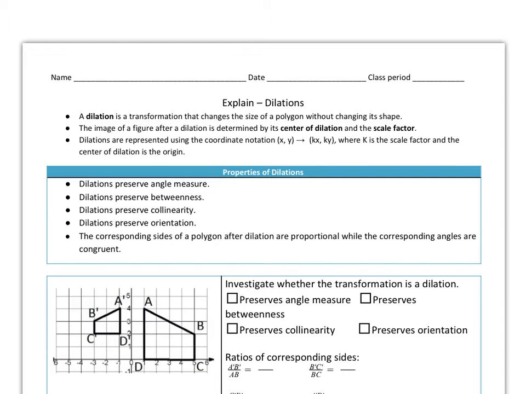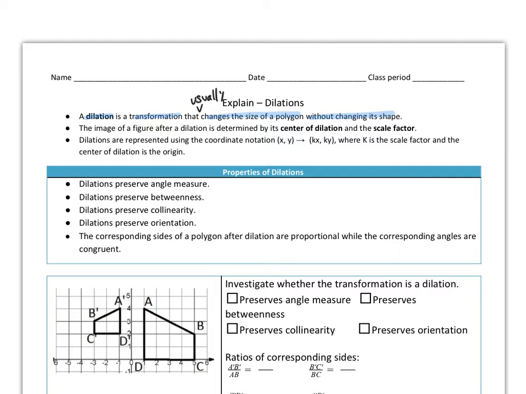We're looking at dilations and similar figures. So as we get started, let's talk about the definition of a dilation. Well, a dilation is just a transformation that changes the size of a polygon without changing its shape. I'm going to add one word here, and we'll talk a little bit later about why I'm adding the word "usually." But for now, I'm just going to add that in.